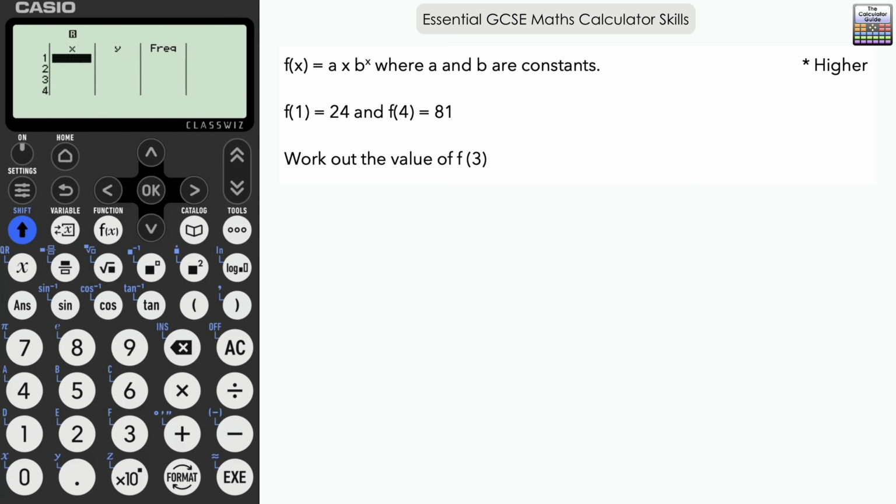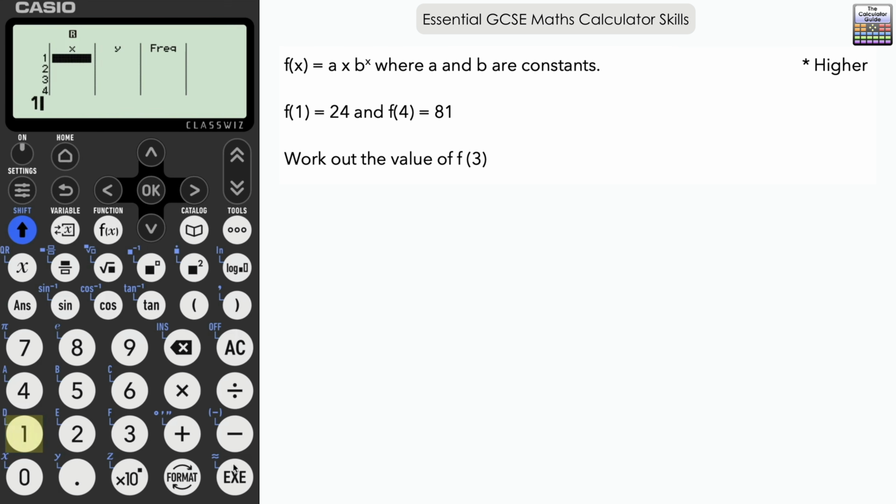Delete the data off there. So another question here, f(x) equals a times b to the power of x, where a and b are constants. f of 1 equals 24 and f of 4 equals 81. Work out the value of f of 3. So the values inside the brackets of the f function there are the x values. So we've got an x value of 1 and an x value of 4.